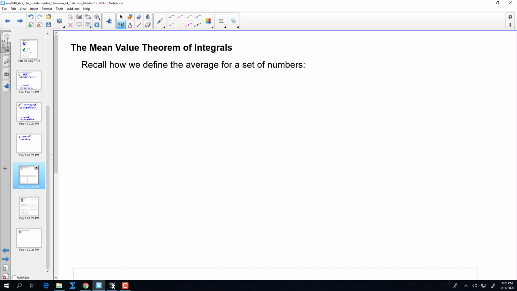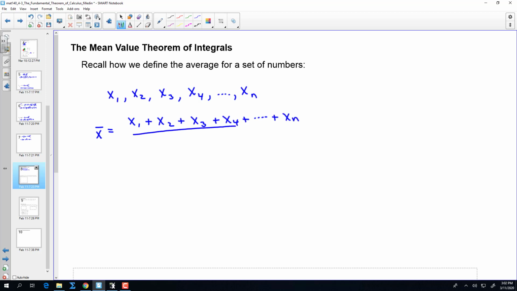So if we have just any set of numbers, x1, x2, x3, x4, and so forth, out to x sub n. The average of these numbers is the sum of all of them, so we start adding them together. And then we divide by the number of values that existed, which in this case would be n, just whatever the last subscript would be.